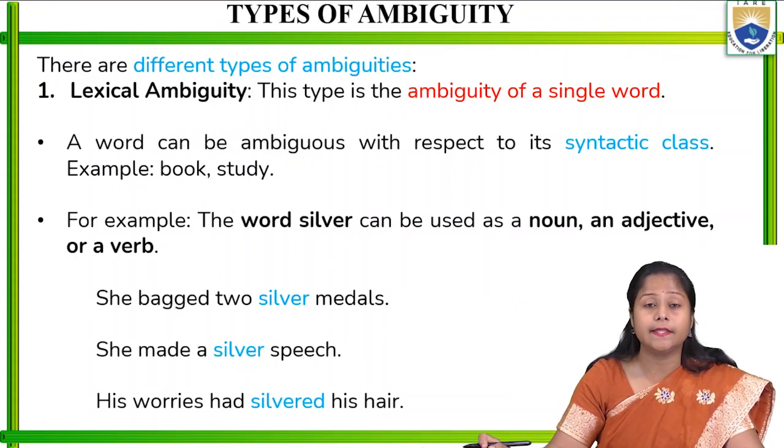These are also called the different types of ambiguity. The first type we will discuss is lexical ambiguity.